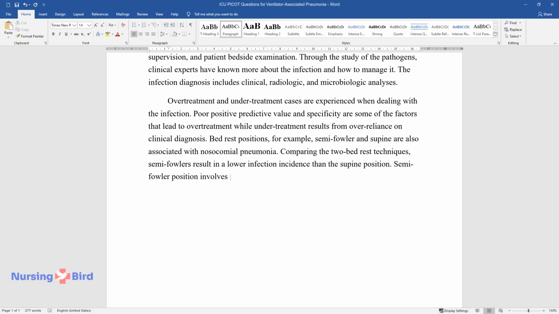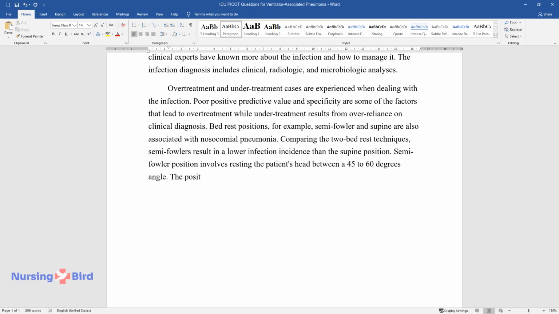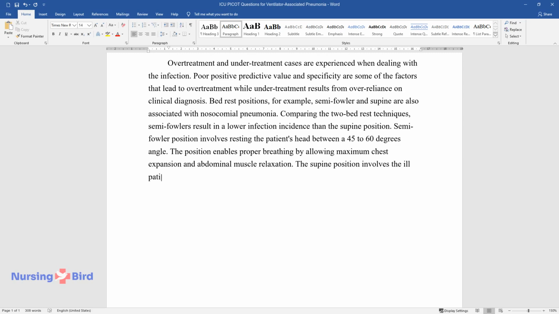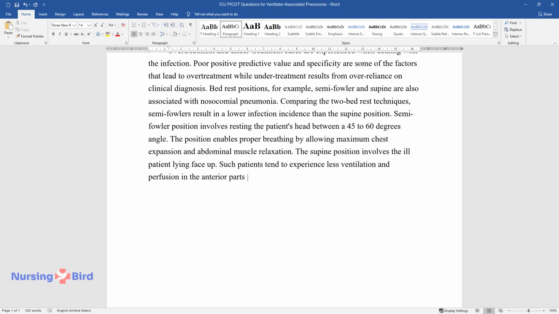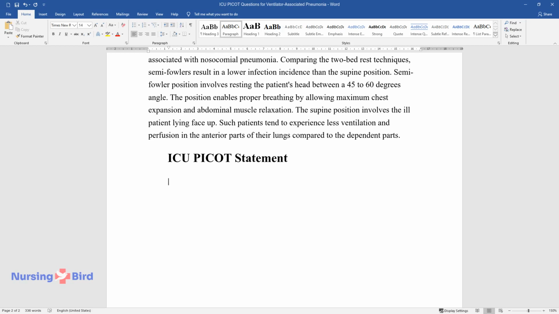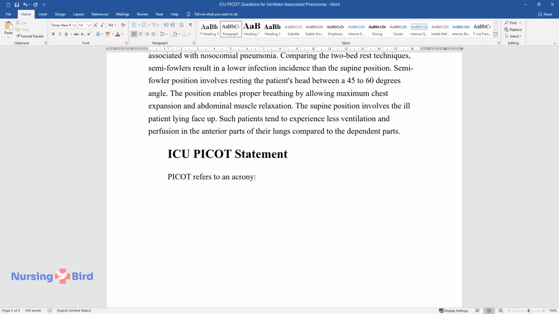Semi-Fowler position involves resting the patient's head between a 45 to 60 degrees angle. The position enables proper breathing by allowing maximum chest expansion and abdominal muscle relaxation. The supine position involves the ill patient lying face up. Such patients tend to experience less ventilation and perfusion in the anterior parts of their lungs compared to the dependent parts.